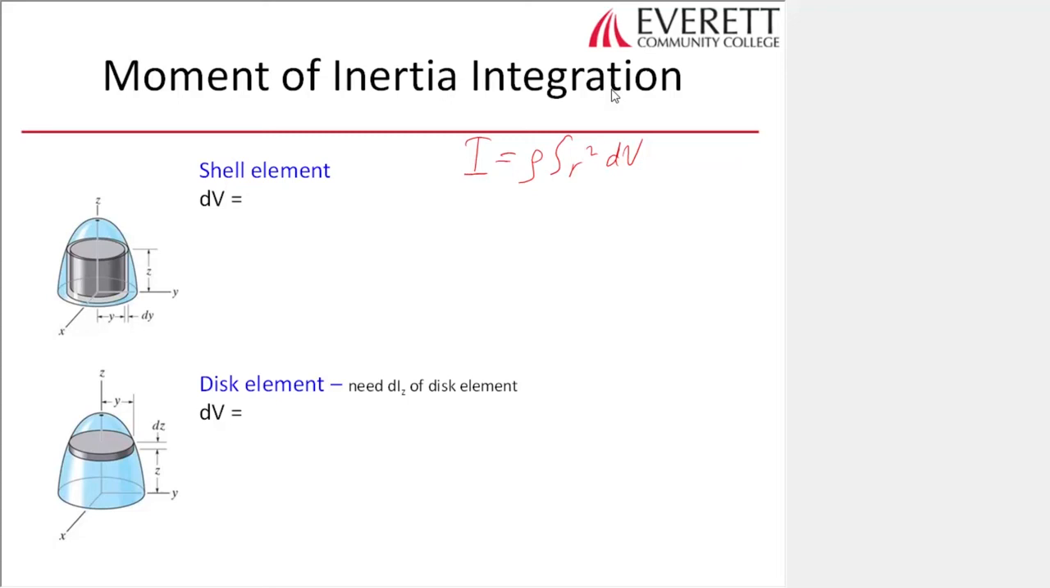The very first thing we're going to do is say, well, we need to know something about dv, this little piece of volume. We can choose the type of dv we want.